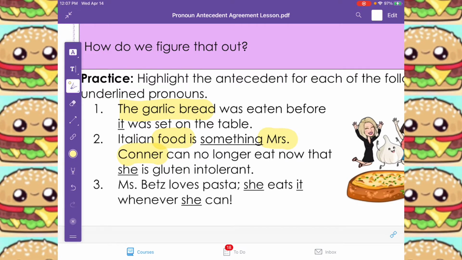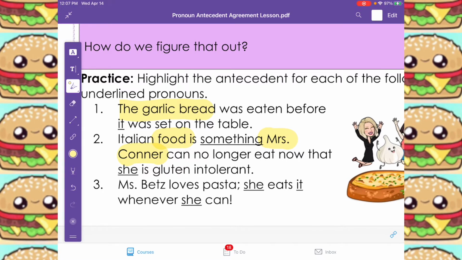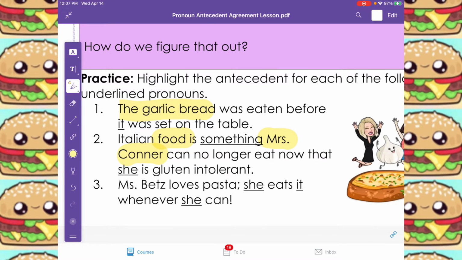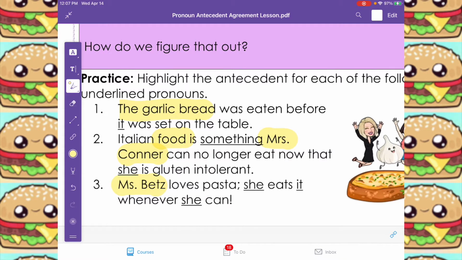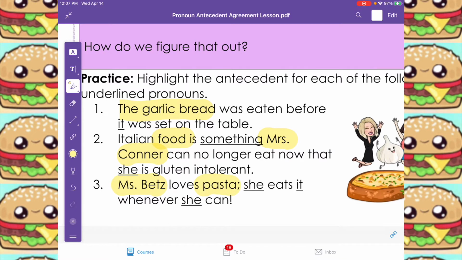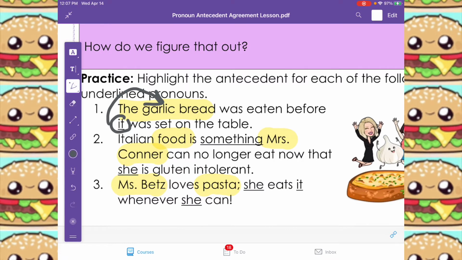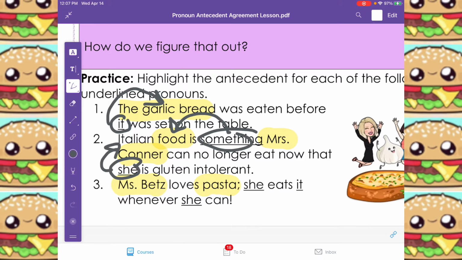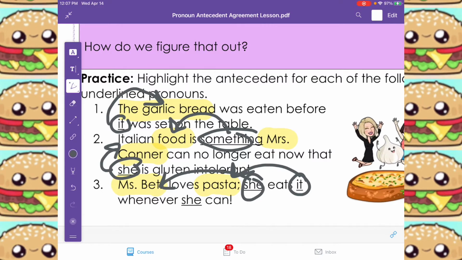Here we have 2 nouns being replaced by pronouns. They're both singular. And the last one, Miss Betts loves pasta. She eats it whenever she can. Here, she is replacing Miss Betts, and it is replacing pasta. So now we have correctly identified our antecedents. So it is referring to the garlic bread. Something is referring back to food. She is referring back to Mrs. Connor. She is referring back to Betts, and it is referring back to pasta.